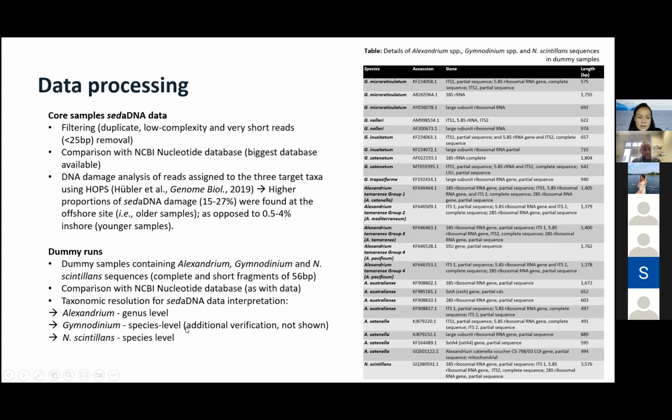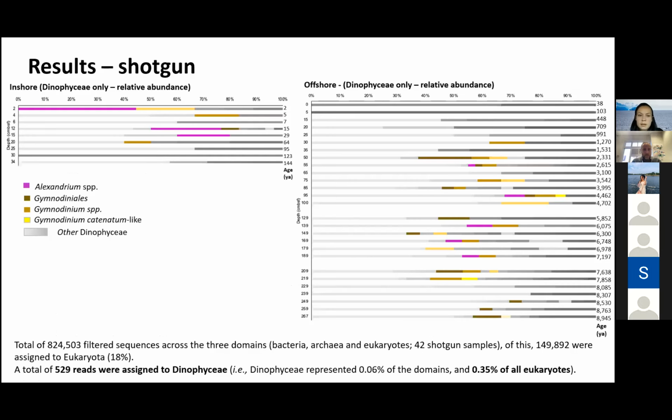But we're fairly confident here we can do it on species level, and Noctiluca scintillans has a very unique genome, and we're quite confident there that it can be done on species level as well. So it's quite different to the others.